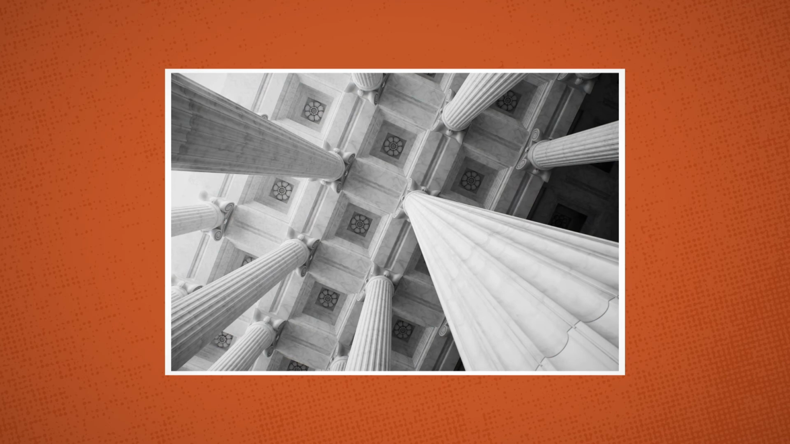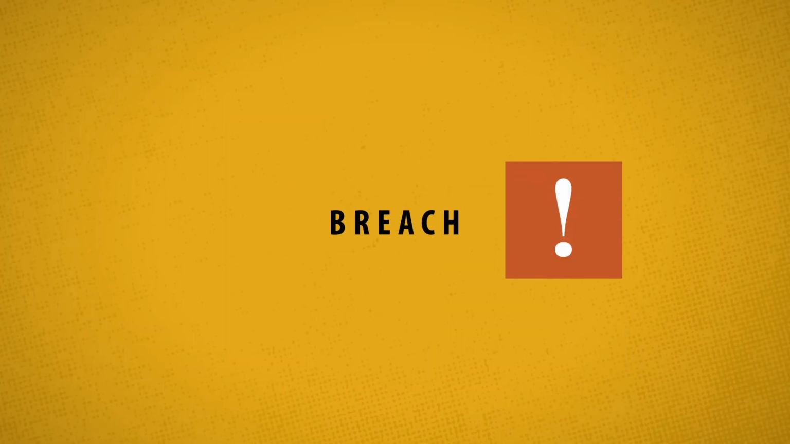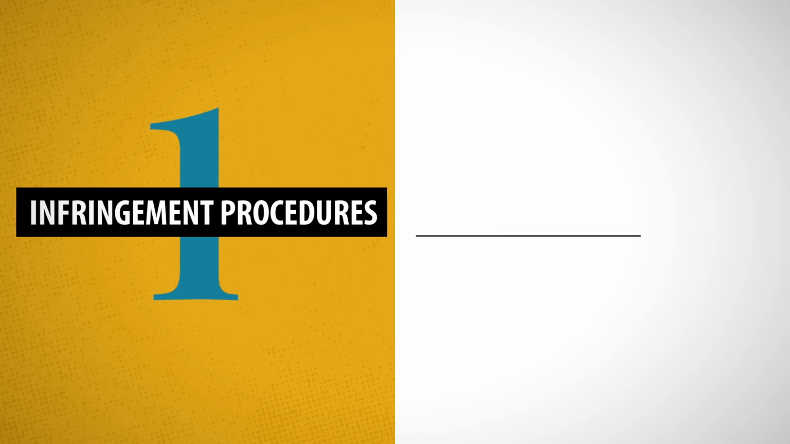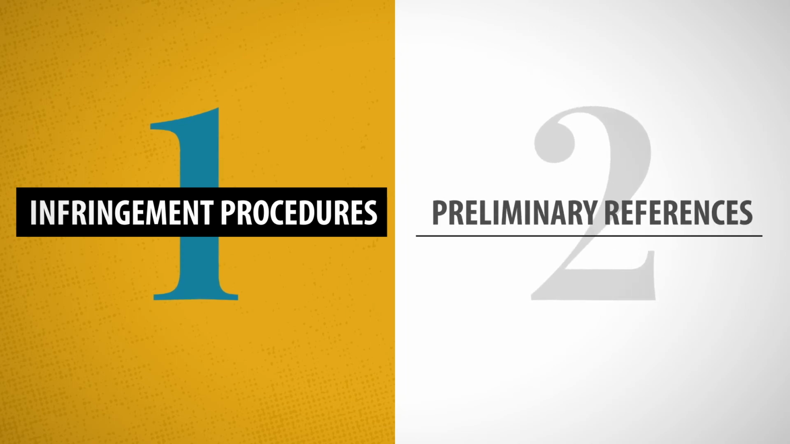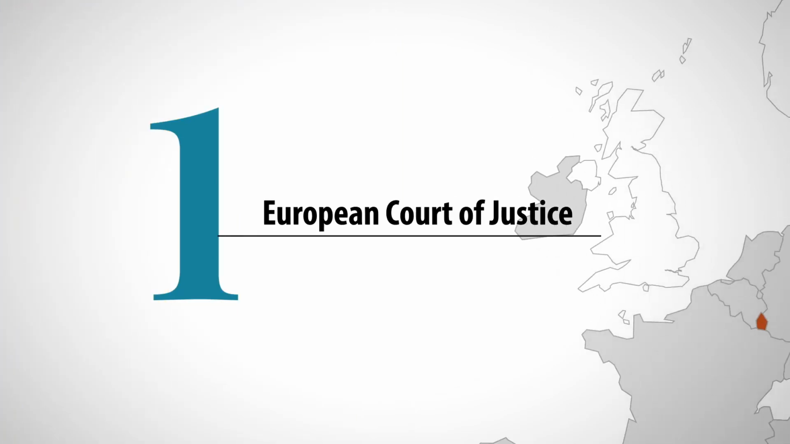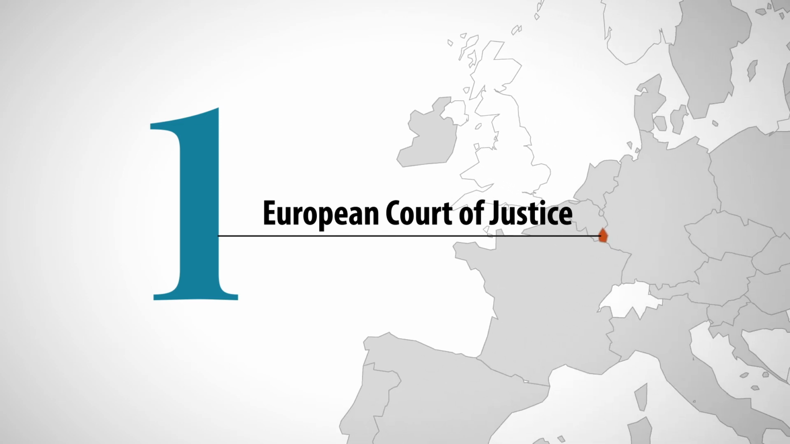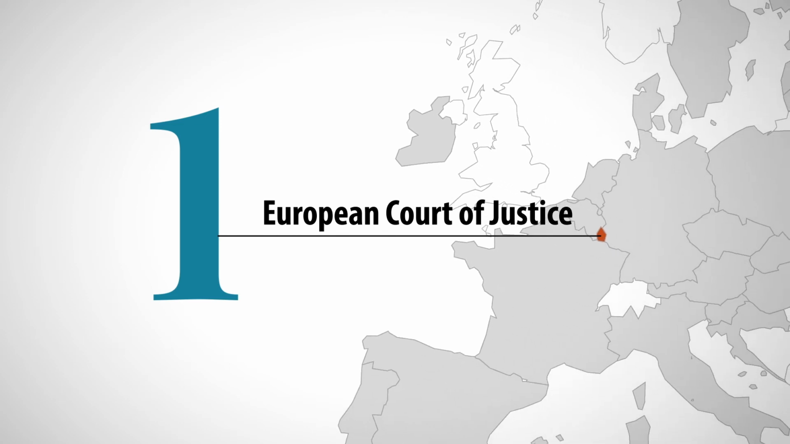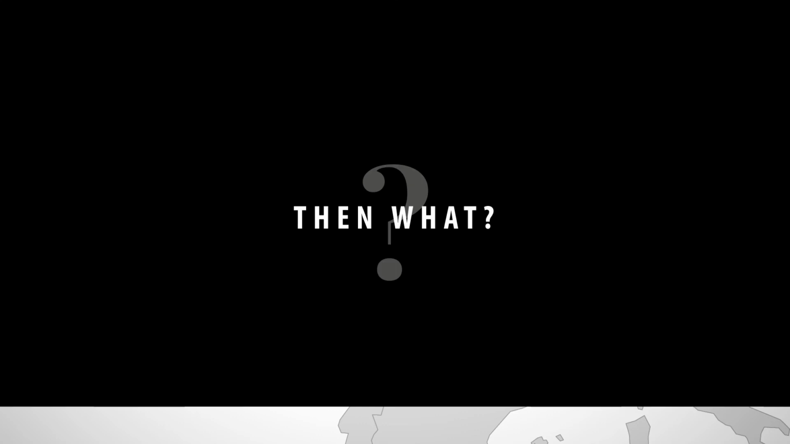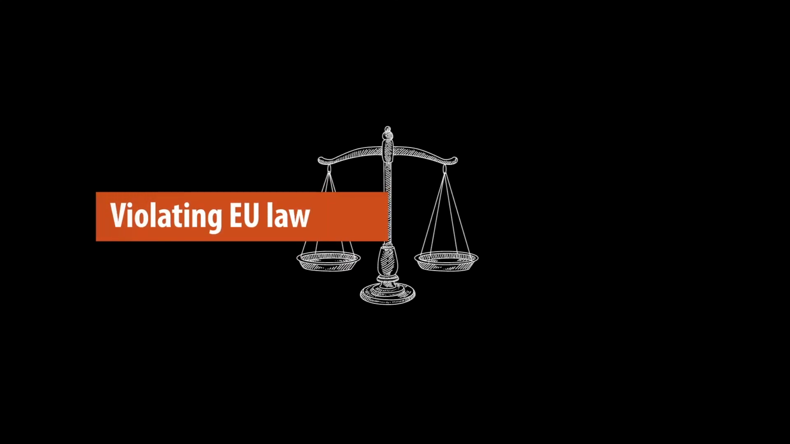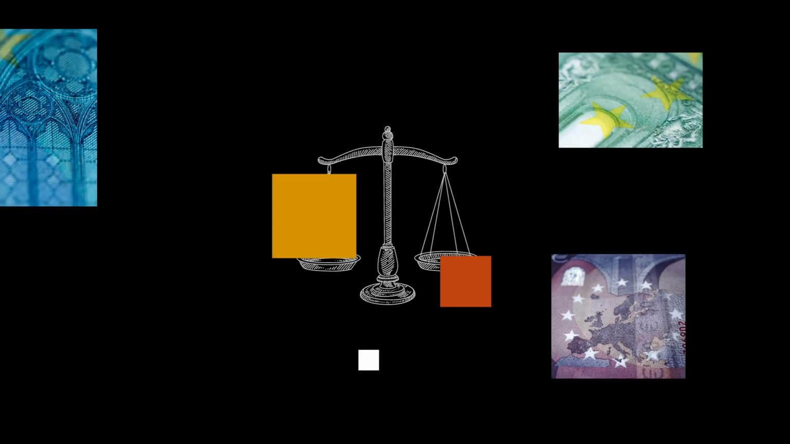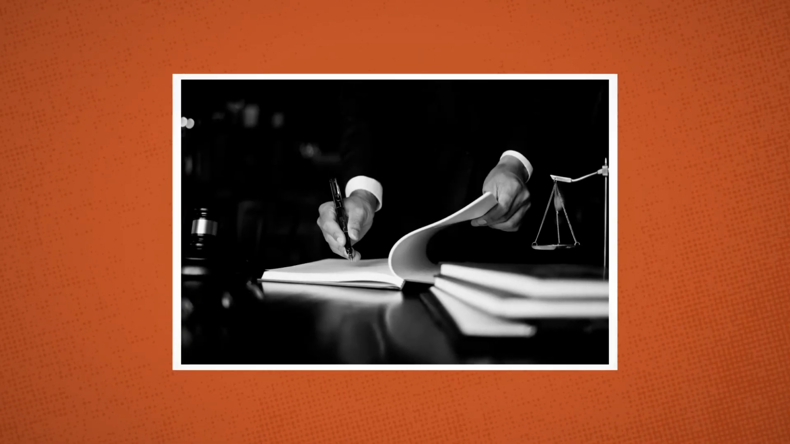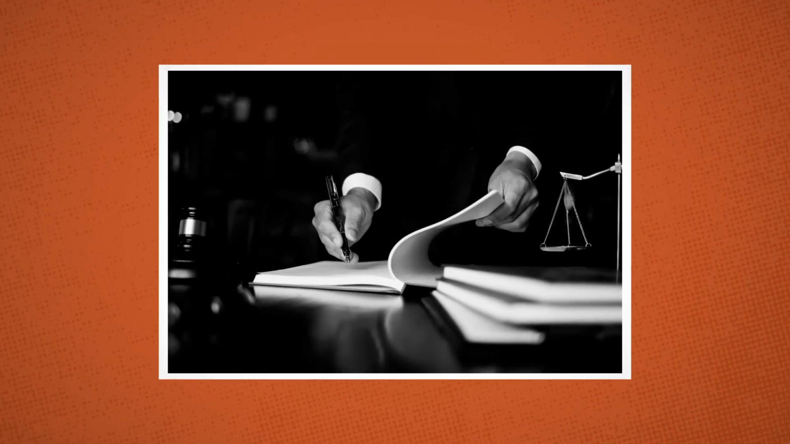There are also other enforcement tools that can be used when member states breach EU values, including infringement procedures and preliminary references. One: if an infringement procedure is triggered, the Commission can take a member state to the European Court of Justice in Luxembourg. Then what? If the court finds that the member state is violating EU law and refuses to comply, it can impose financial sanctions if asked to do so by the Commission.